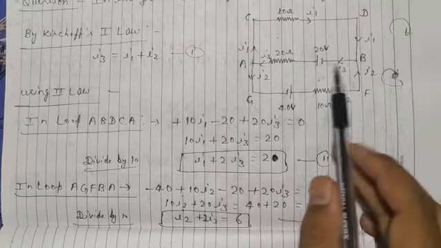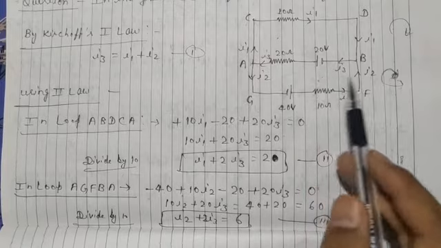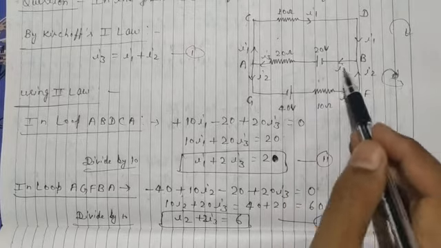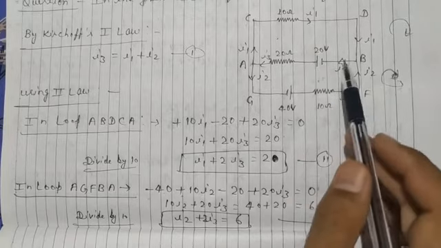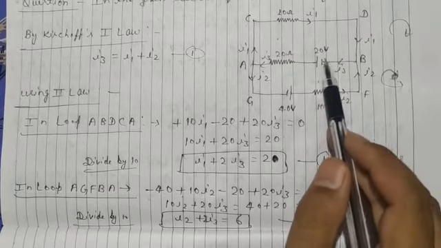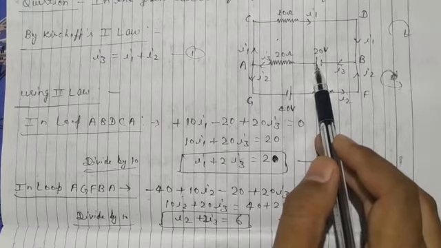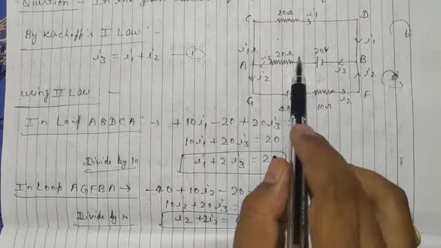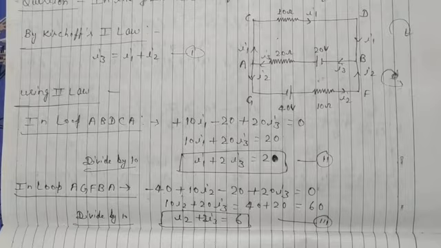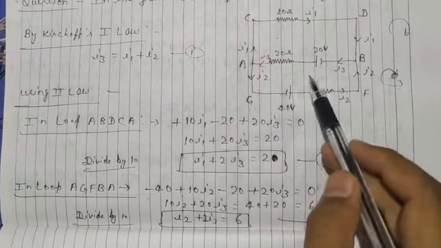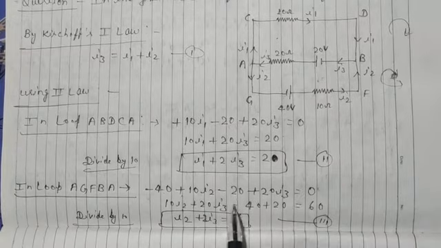Now here in this cell the potential difference is again negative, because the calculation direction is from negative plate to positive plate. If the calculation direction is from negative plate to positive plate, then we take the potential difference as negative, and if the calculation direction is from positive plate to negative plate, then it will be positive. In this case the calculation direction is from negative plate to positive plate, so the potential difference is minus 20.